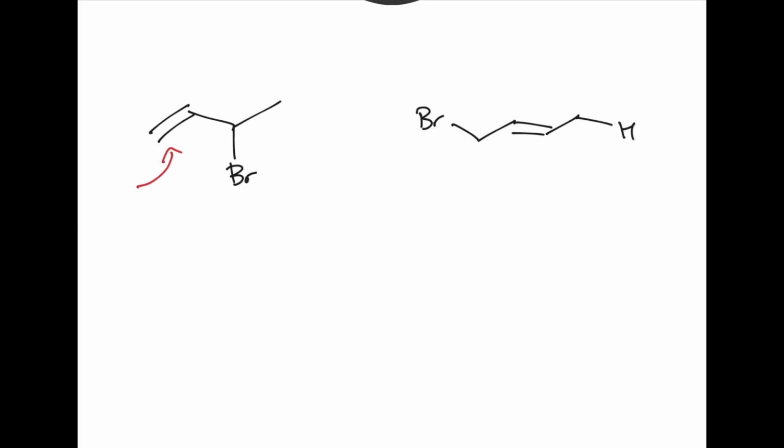All right, first let's compare our double bonds. So in the 1,2 product, the double bond that we have is mono-substituted. And in the 1,4 product, it's di-substituted. Di-substituted double bonds are more stable than mono-substituted double bonds. So this is more stable. More stable double bond.